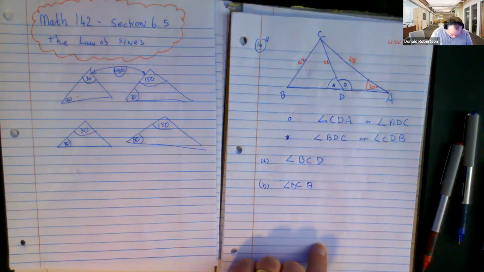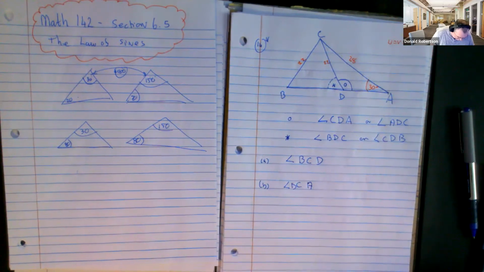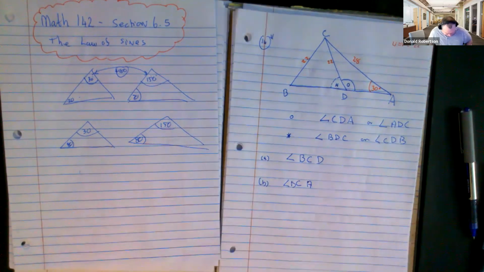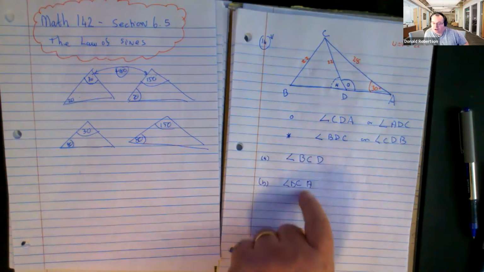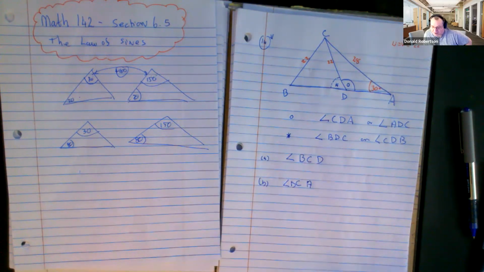DCA. That is dumb. That is very dumb of them, in my opinion. It's okay to ask for these angles, but I think they should have asked them in a different order. Right? But nonetheless, let's work through the question.